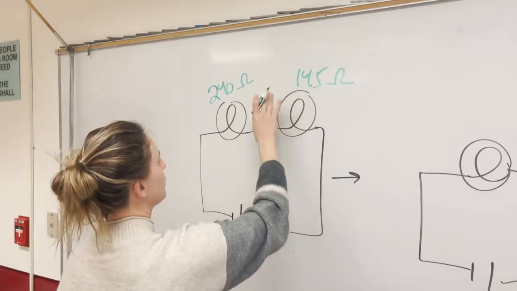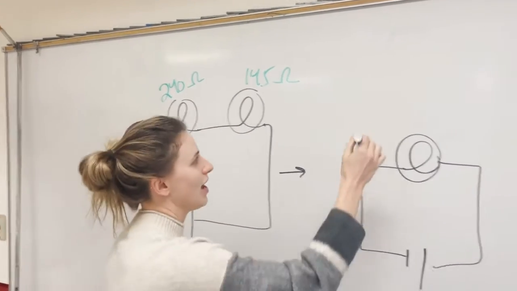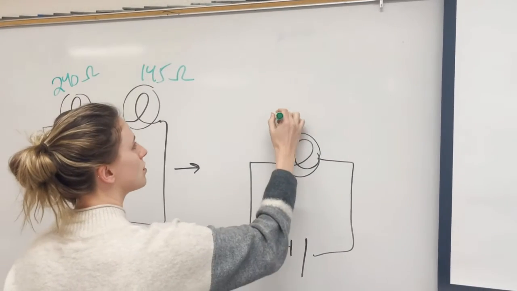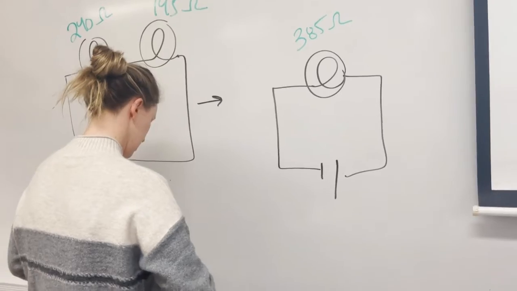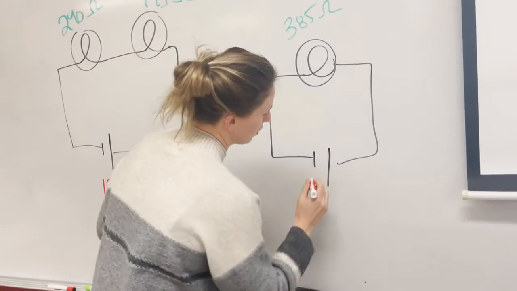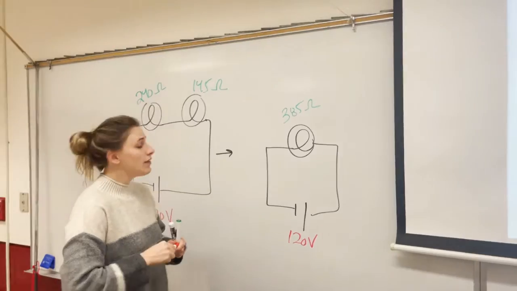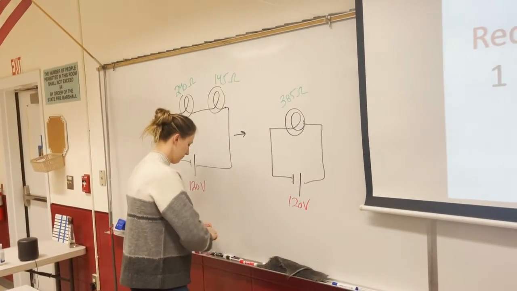So we'll do 240 plus 145. Let's see, that's going to be 385. So 385 ohms and 120 volts. Okay, so sweet. That's a first step. That's a really important step. Yep. Can't do anything until you do that.